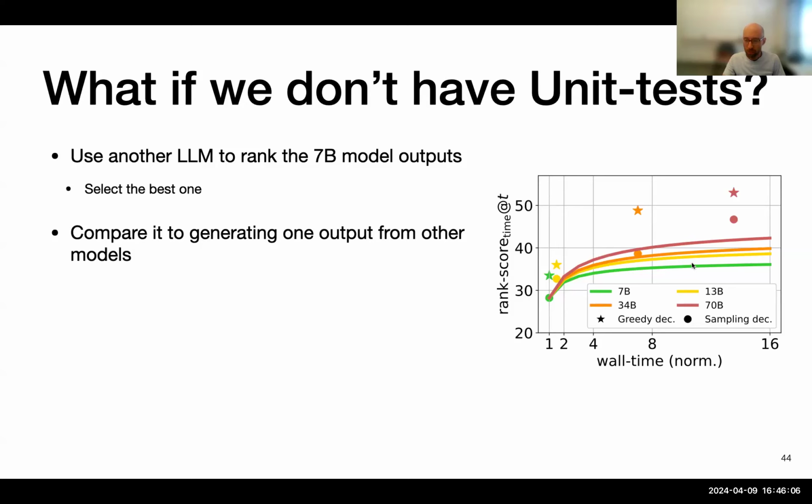Here we see what happens when we rank them based on larger and larger models. As the LLM ranker becomes better and better, the results improve. But the 70B model and also the 34B model are still far better than running multiple iterations and choosing just one from the smaller model.